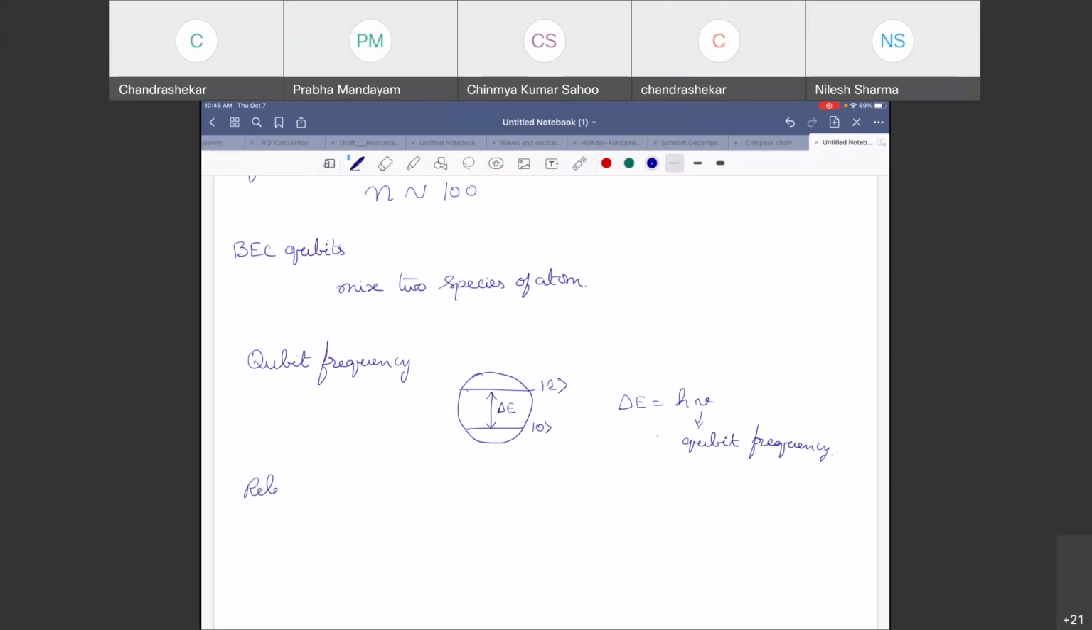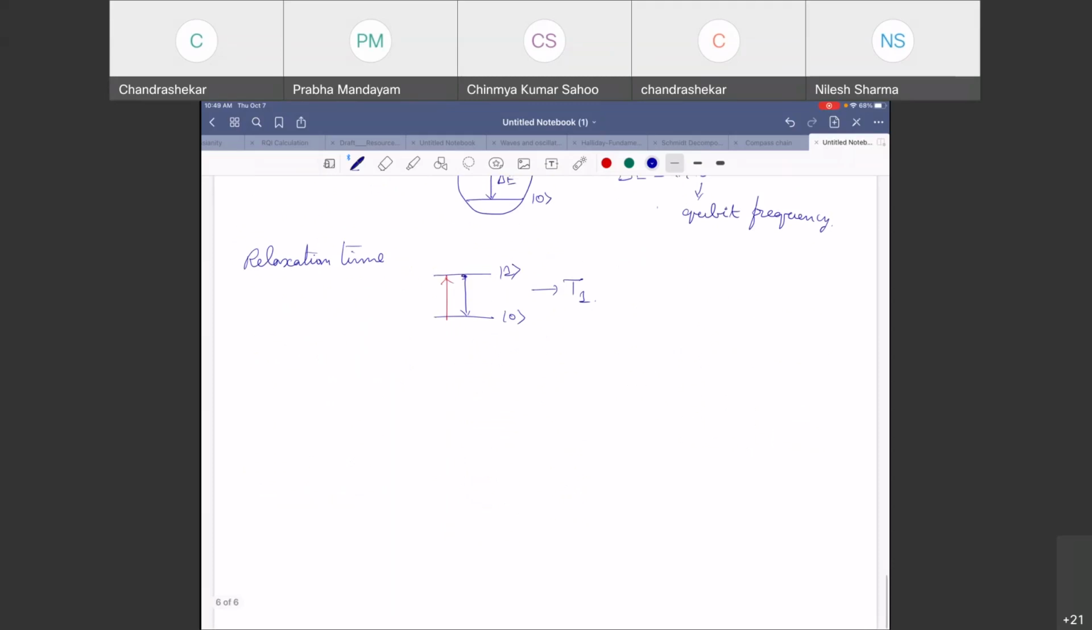Then there is a relaxation time. Once you shift the qubit from the ground state to the excited state, the qubit is not going to stay in the excited state for long. It will come back to the ground state. The amount of time it can stay in the excited state is given by the relaxation time. It tells you the time taken for a qubit to decay from the excited state to the ground state. So this is the relaxation time, usually denoted by T1.